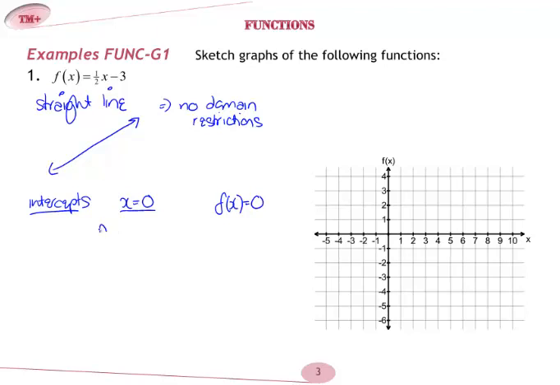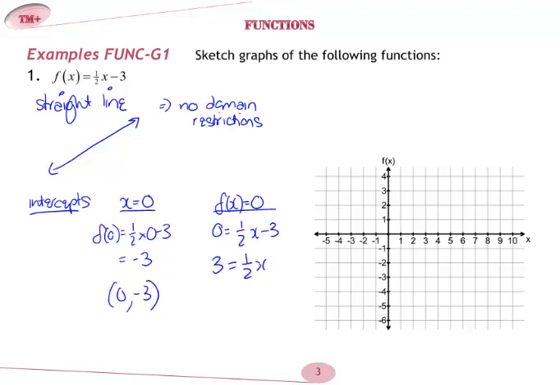When x is 0, f(0) is 1/2 times 0 minus 3, so that's -3, which is one intercept. When f(x) is 0, I get 0 = 1/2 x - 3. Add 3 to both sides: 3 = 1/2 x. Times both sides by 2 and I get 6 = x, so (6, 0). I then go straight to my graph: (0, -3) and (6, 0). I don't have any domain restrictions, so when I join these two points I put arrows on the end of my line because it keeps going. Then I label it f(x) = 1/2 x - 3, and I'm done.